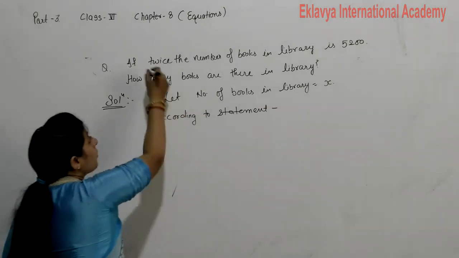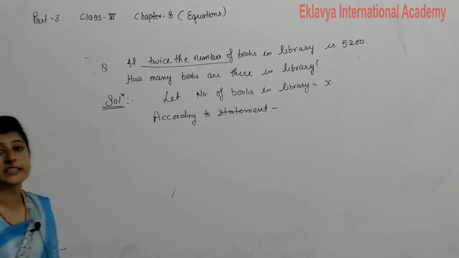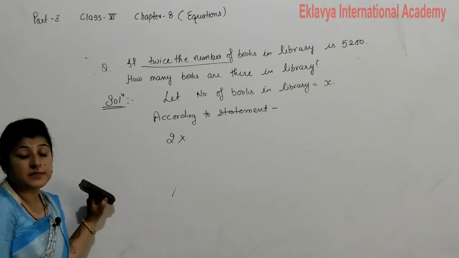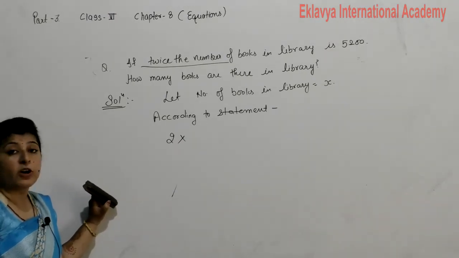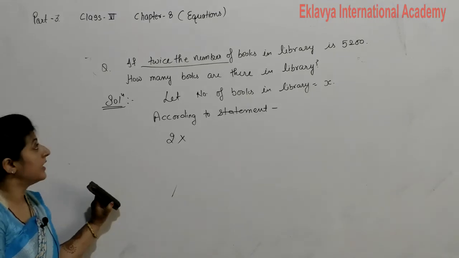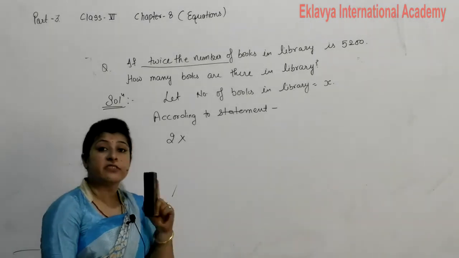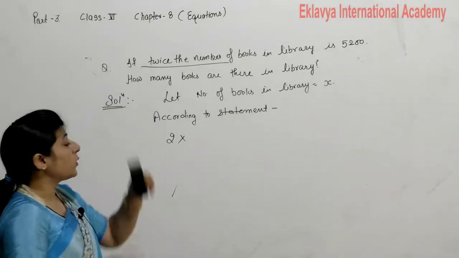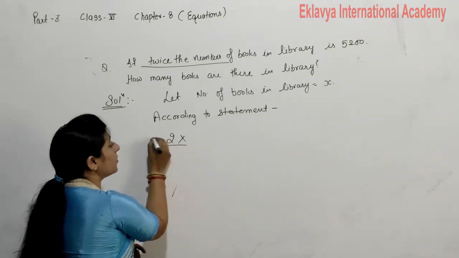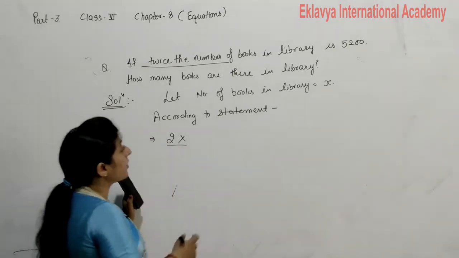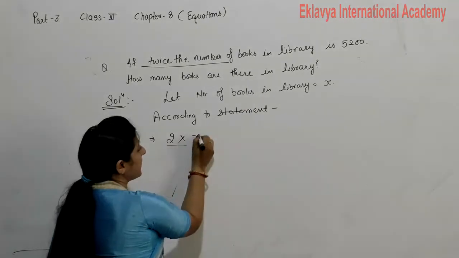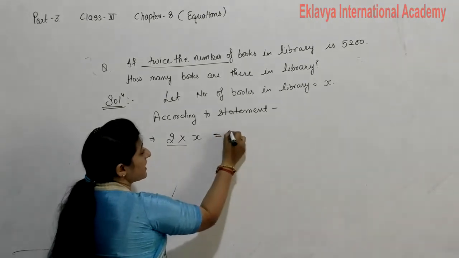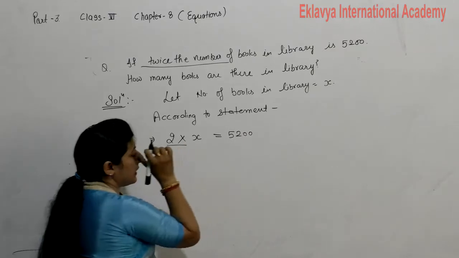Now, according to the statement, twice the number of books. Twice means multiply by 2, thrice means multiply by 3, 4 times also means multiply by 4. Once means 1 time, twice means 2 times, thrice means 3 times. So here twice is given, it means we have to multiply by 2. The number of books in the library is x. Twice of x is equal to 5200.